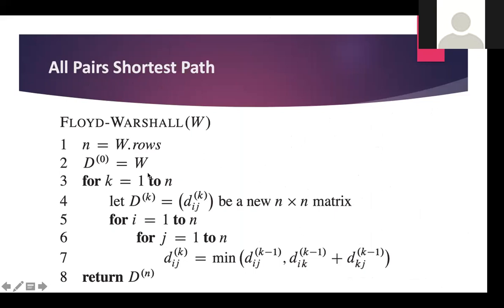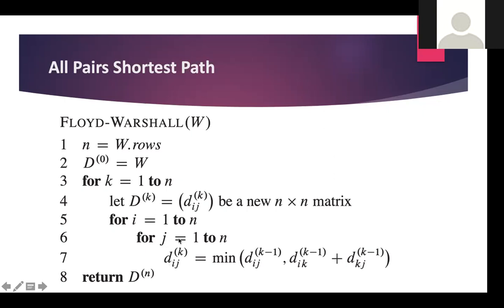It says for Floyd-Warshall's, let n be the number of vertices in the graph. That's the same as the number of rows in the weight matrix. We're going to initialize D super 0, which is the first matrix we saw on the previous slide. It's simply the weights of the edges that are present in the network. And then we're going to go through n iterations, and in each iteration, we're going to go from D0 to D1 to D2 to D3 to D4, all the way up to D super n. And in the end, we are going to return the matrix D super n.